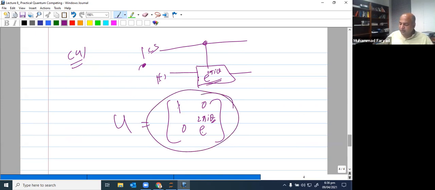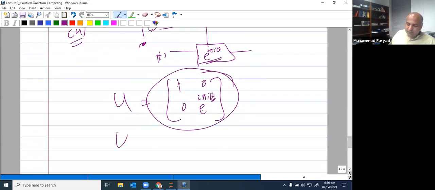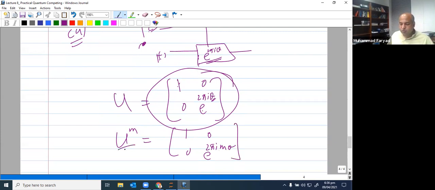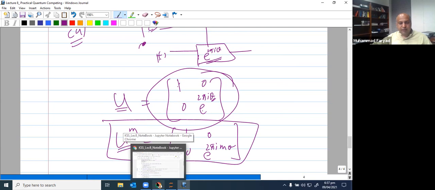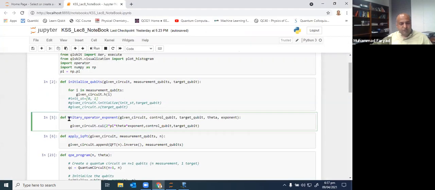This also has an advantage: if I want to build an operator of, let's say, U power m, this U power m is nothing but diag(1, e^(2 pi i m theta)). So this is my U raised to some power operator, and this is my U raised to power 1 operator. At the end, I will just use only this one, because when I use m equals 1, I can get U back again. So this is my unitary operator as an exponent operator.